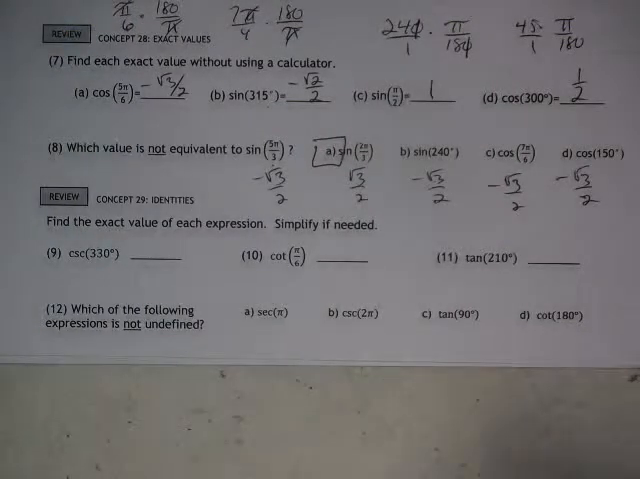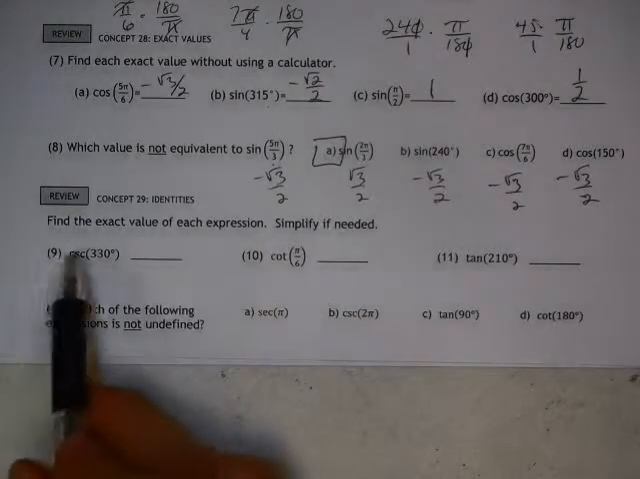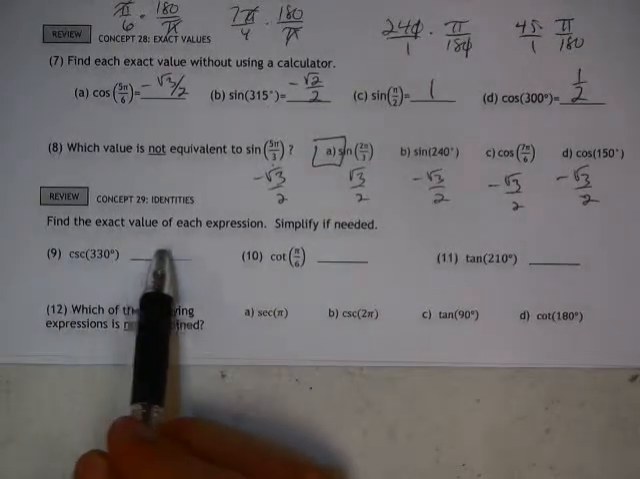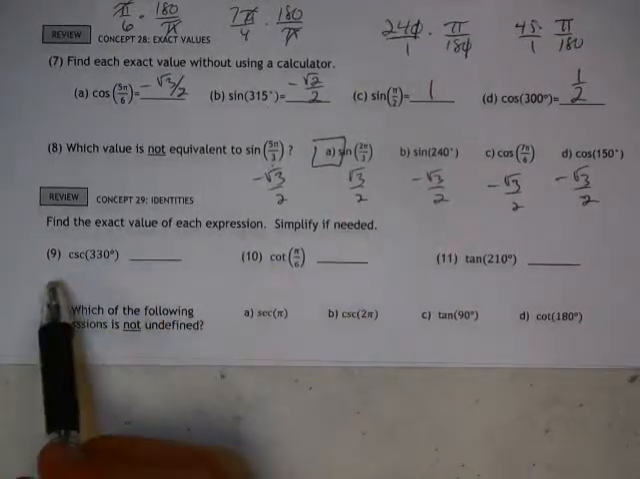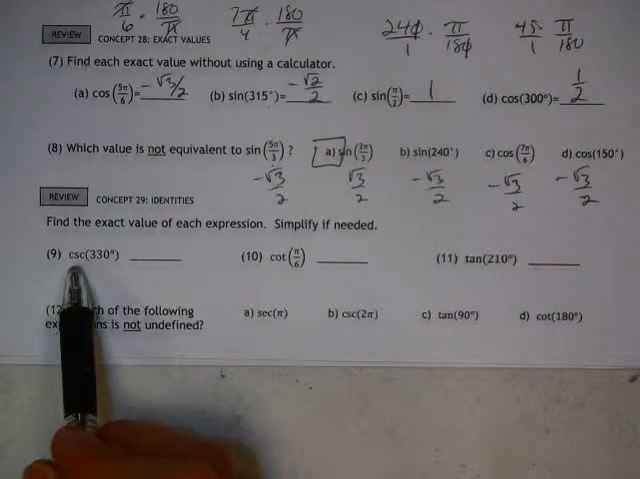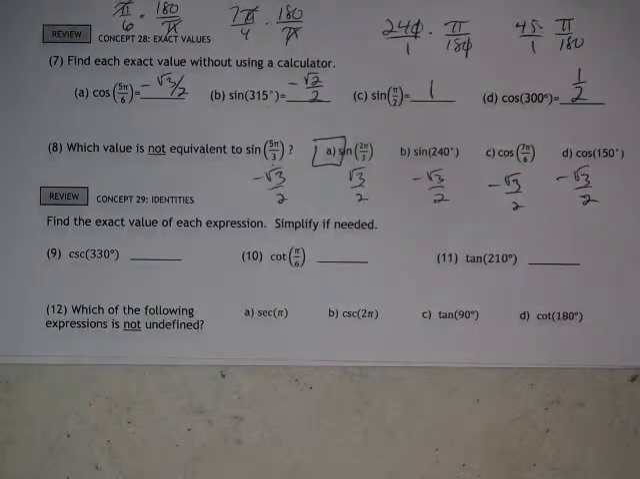Worksheet 36.4 for Algebra 2, Concept 29, the identities, where we're giving things that are not necessarily sine and cosine, but now we're dealing with tangent and cotangent, and the new ones, cosecant and secant. Number 9, well, first directions. Find the exact value of each expression, simplify if needed. Number 9 is asking for the cosecant of 330 degrees.